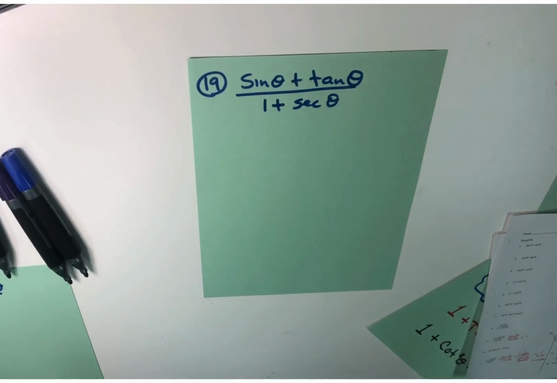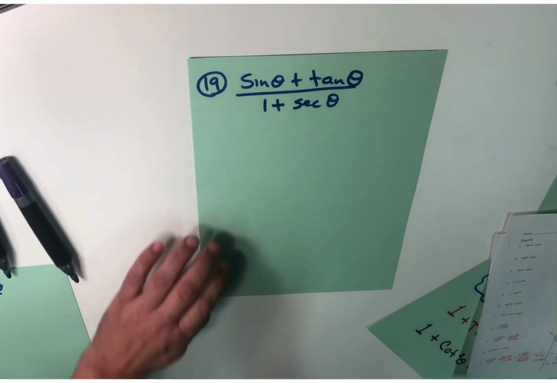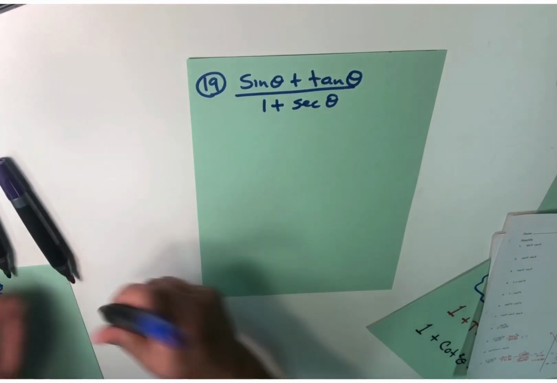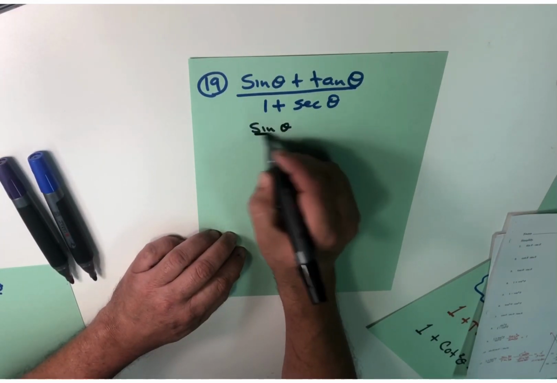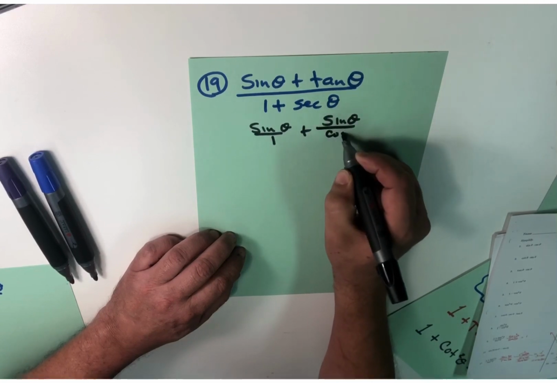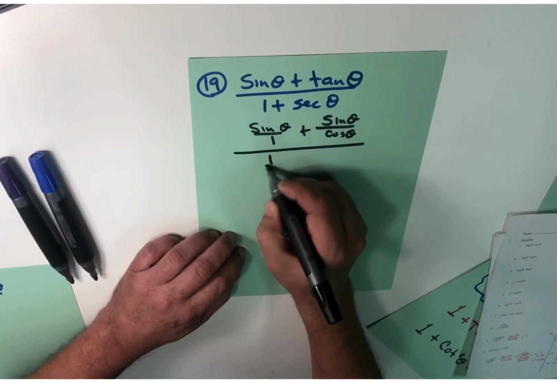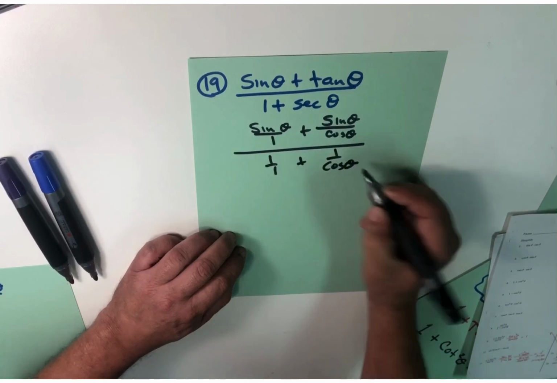I now see 4 items. Oh my goodness, and there are pluses in between. So now I got to change everything to fractions. Let's see. I'm going to leave the sine of theta alone. I'm just going to put a little 1 on it. Sine of theta over 1 plus the sine of theta over the cosine of theta all over 1 plus 1 over the cosine of theta.